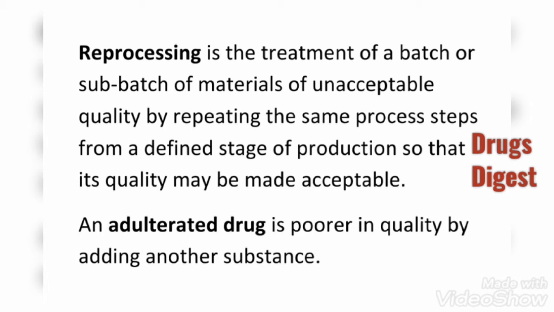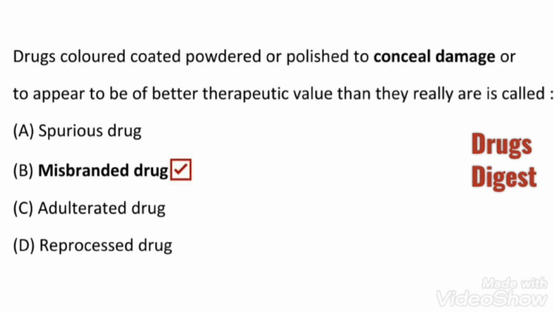Reprocessing is the treatment of a batch or a sub-batch of materials of unacceptable quality by repeating the same process steps from a defined stage of production so that its quality may be made acceptable. An adulterated drug is poorer in quality by adding another substance. So here the right answer is misbranded drug.